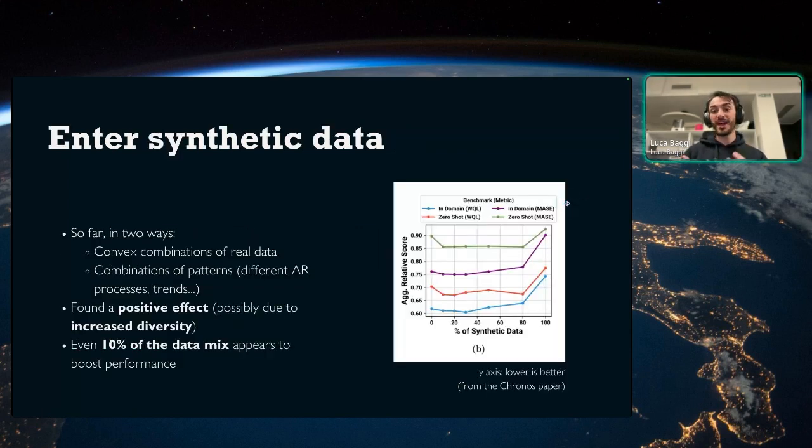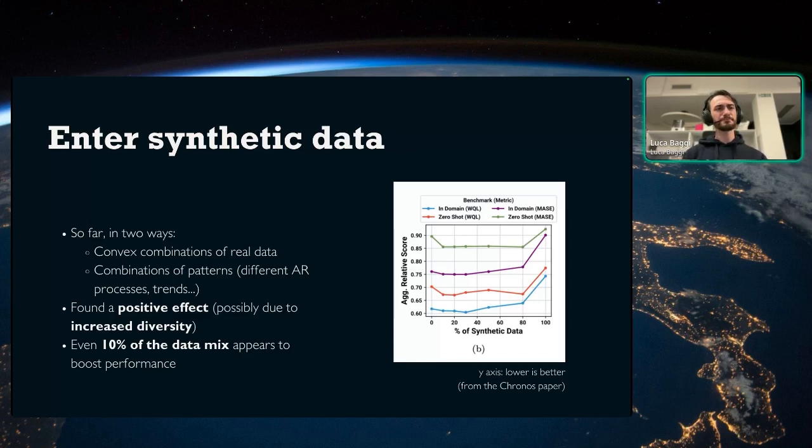And so when we do not have enough data, what do researchers come up with? It turns out they usually find that using synthetic data is really promising. And in general, they found out, this is a figure from the Chronos paper, which is a really famous foundational time series model from AWS Labs.